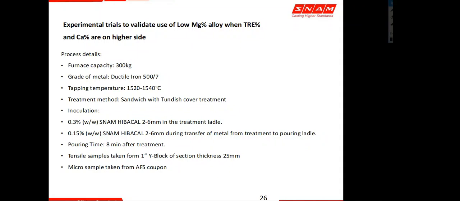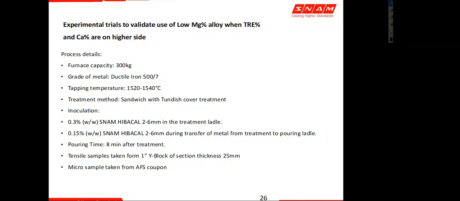Tapping temperature was close to 1530, 1535. We maintain 1520 to 1540 as the tapping temperature, and it can be altered based on the requirements. And we did a tundish cover treatment with the sandwich packing inside the treatment ladle, and we added 0.3% of barium based inoculant in the treatment ladle during the cover, and on top of it we had the covering scrap, which is 0.8 to 1 ratio with the ferrosilicon magnesium addition rate. And the second stage inoculation was the same inoculant at 0.15% addition during the transfer.